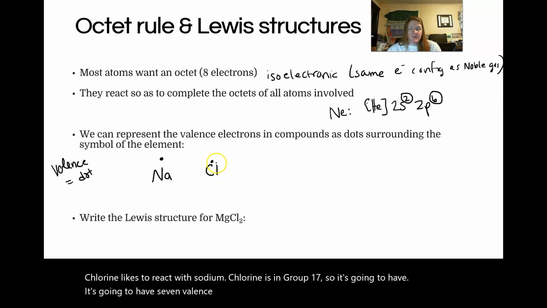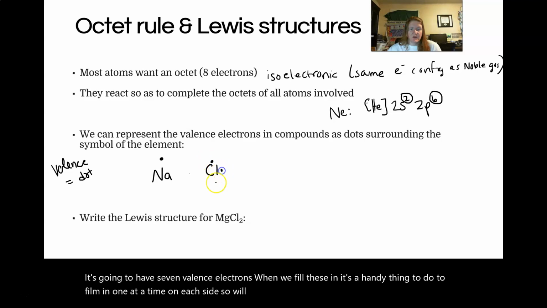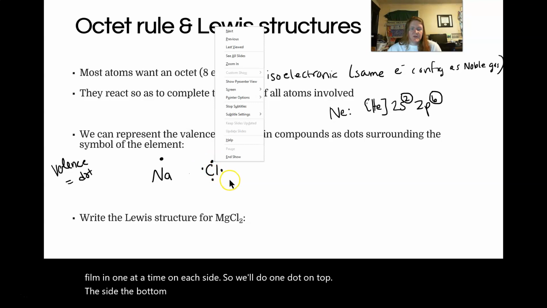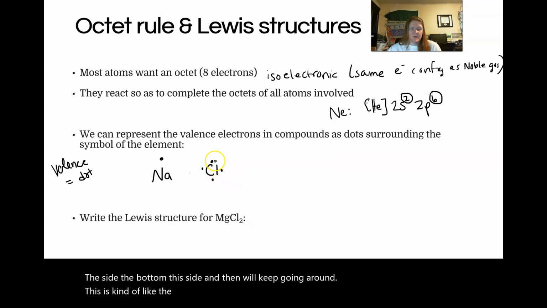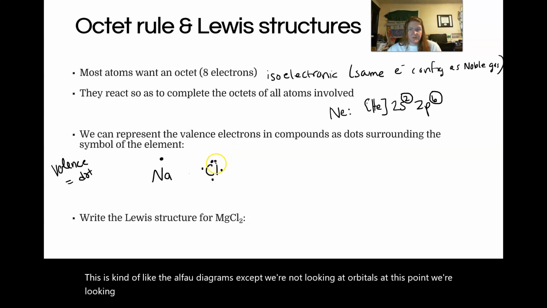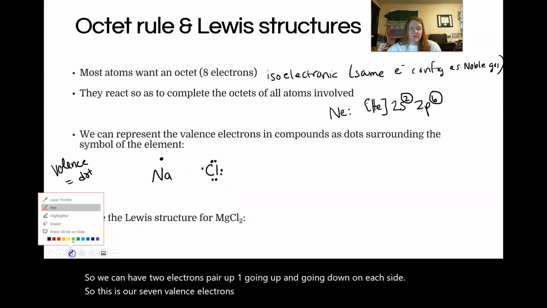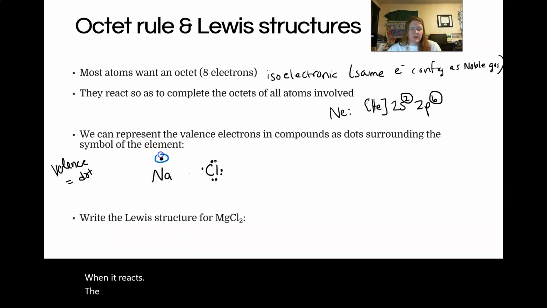When we fill these in, it's a handy thing to do to fill them in one at a time on each side. So we'll do 1 dot on top, this side, the bottom, this side, and then we'll keep going around. This is kind of like the Aufbau diagrams, except we're not looking at orbitals at this point. We're looking at physical space. So we can have 2 electrons pair up, one going up, one going down, on each side. So this is our 7 valence electrons that chlorine naturally starts with. When it reacts, the sodium is just going to give up this electron to the chlorine.